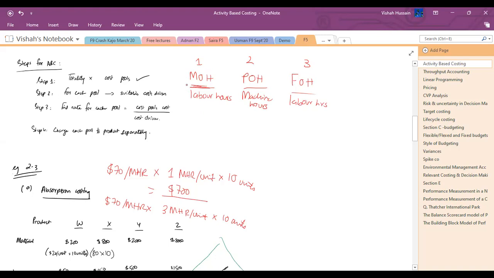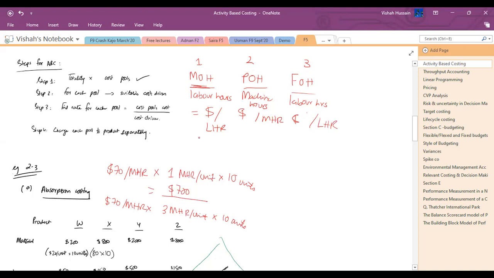Now you are going to divide your cost pool costs: marketing overhead divided by labor hours, production overhead divided by machine hours, financing overhead divided by labor hours. And you're going to get a particular rate per labor hour, per machine hour, and again per labor hour.